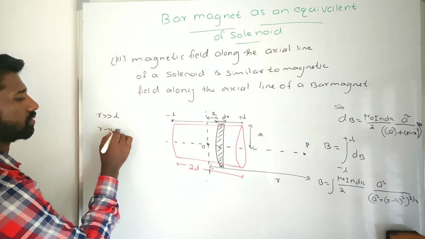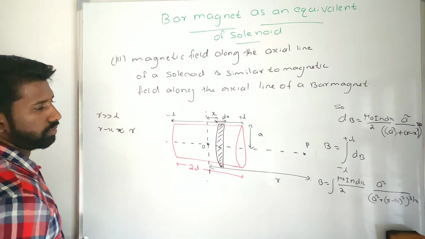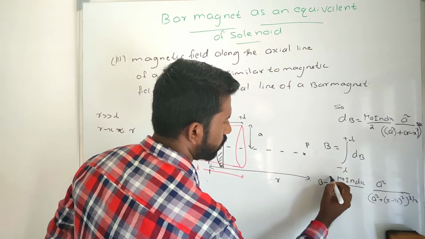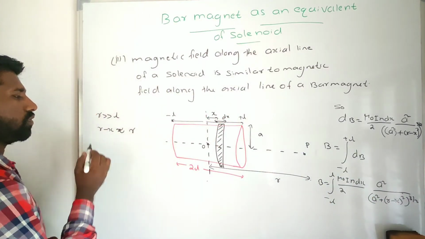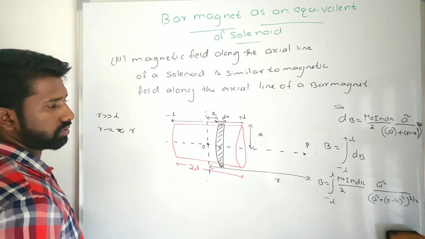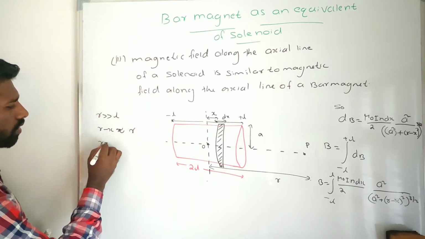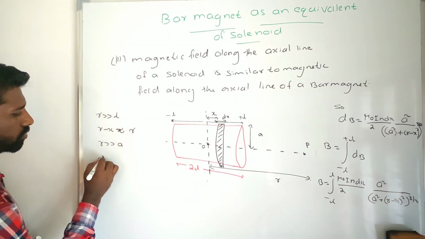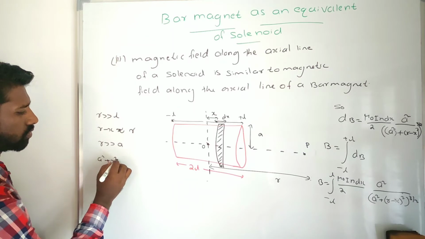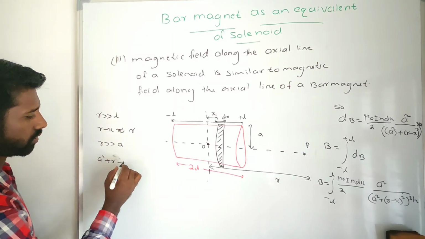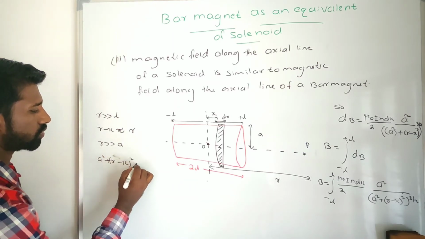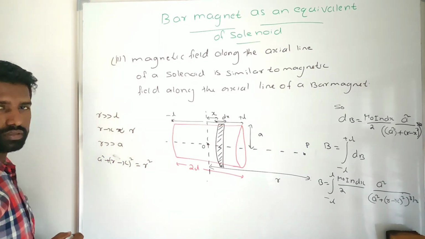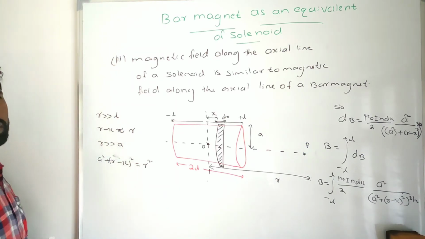R minus x is approximately equal to r, because here the integration is with respect to x and the limit is from minus L to L. So if you apply the limit, you will get this r. Then, r is very much greater than a, so a square plus (r minus x) the whole square is equal to r square, because r is very much greater than a.